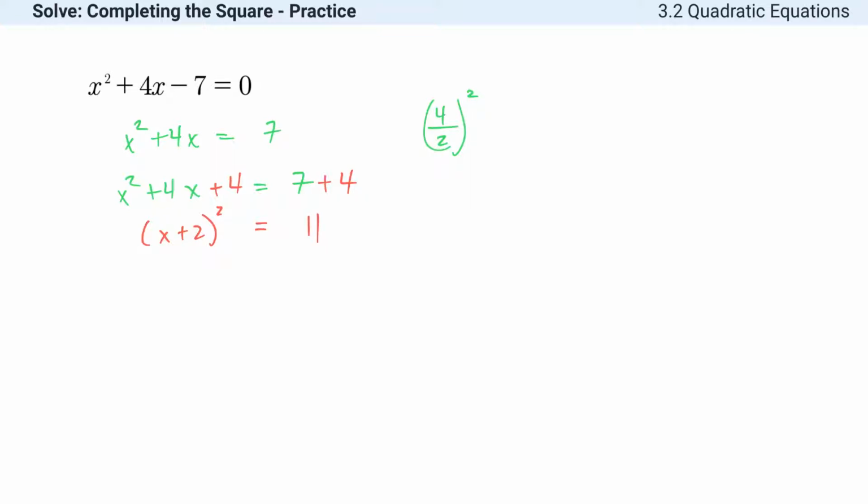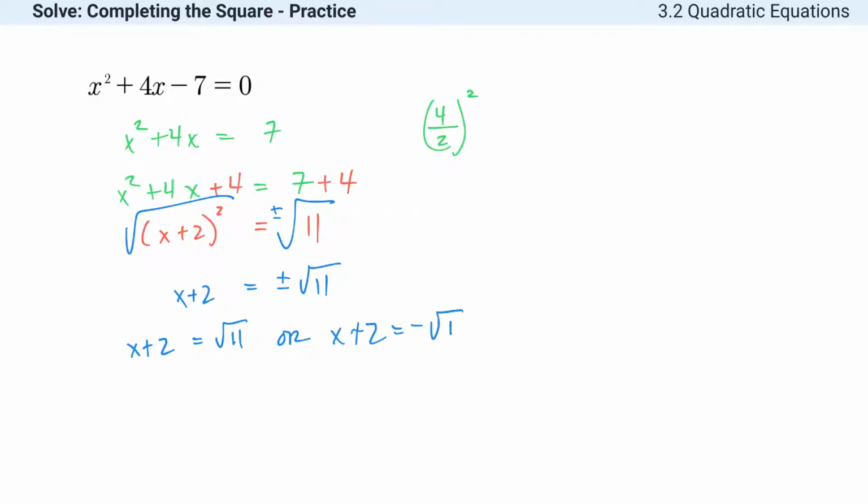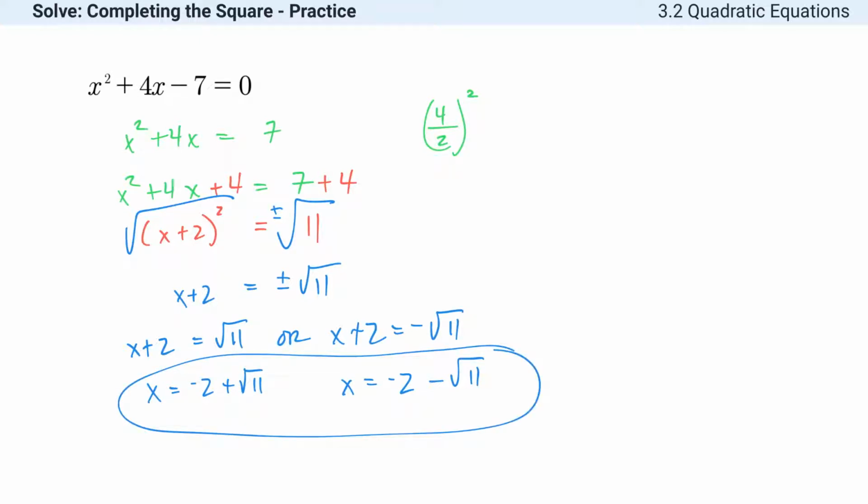Now I'll use the square root principle. So I'll square root this, square root that with a plus or minus. So I have x plus 2 is equal to the positive or negative square root of 11. Again, I have two answers. So I'll have x plus 2 is equal to a positive root 11, or x plus 2 is equal to a negative root 11. Moving the 2 to the other side, I'll get negative 2 plus root 11, or negative 2 minus root 11. And those are my two answers for that question.